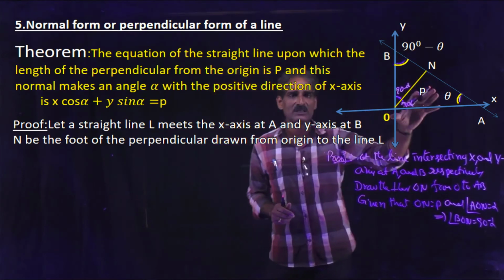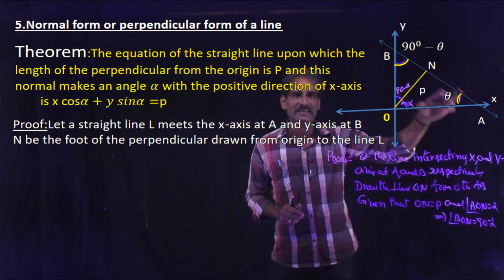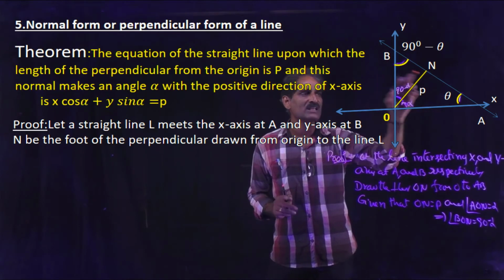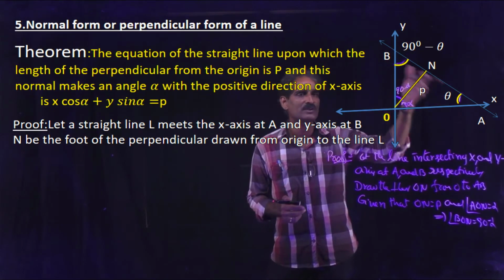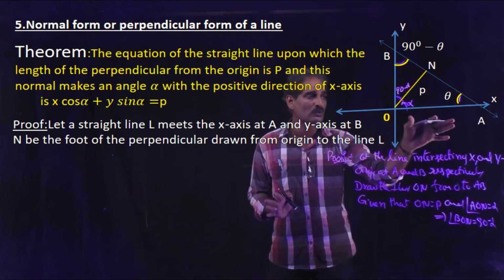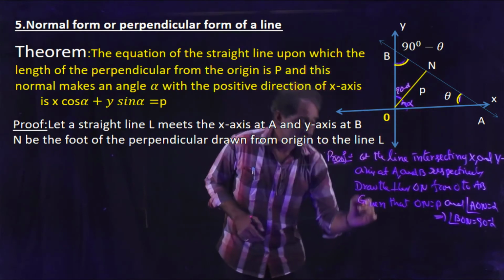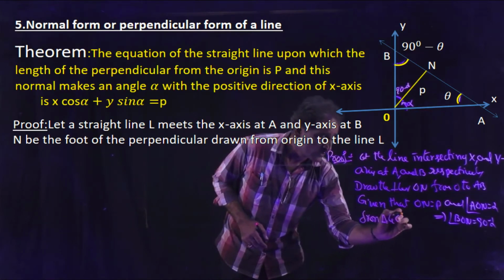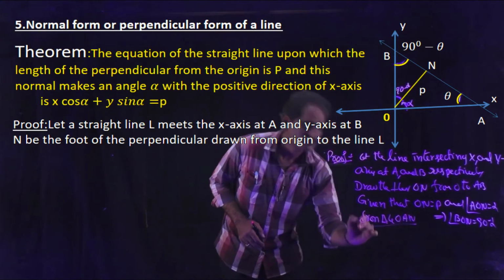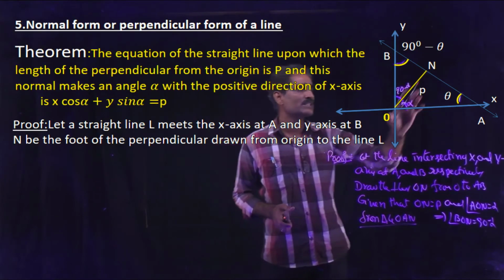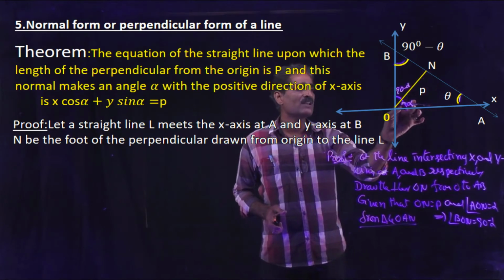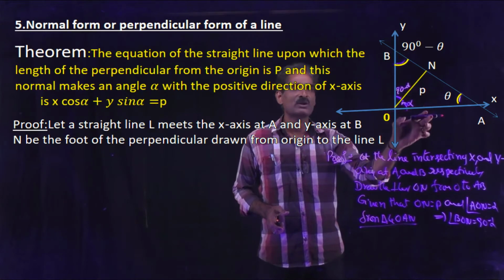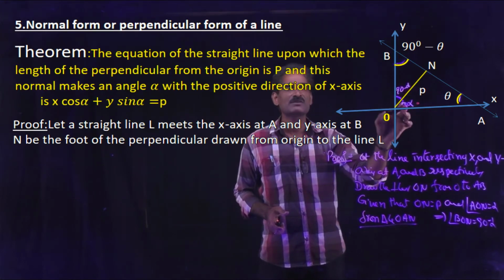Now from this figure, we have to find the equation of this line in terms of alpha and p. If you know the length of OA and OB in terms of alpha and p, by using the intercept form, we can find out the equation of the line. Our aim is to find OA and OB. For that, consider the triangle OAN. Now here this length is p, this is alpha, we have to find out this length. This is the adjacent side, this is the hypotenuse. So just apply cos for this angle.